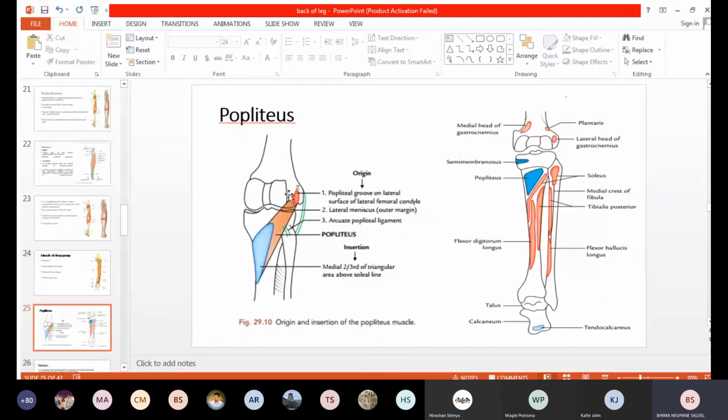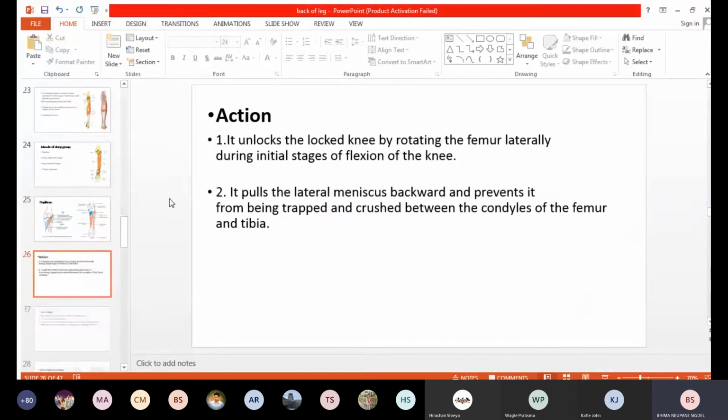Now popliteus origin, you can see arising from the popliteal groove on the lateral surface of the lateral femoral condyle. Okay, along with that, you can see the menisci that you have already studied, the fibrocartilage, that is the lateral meniscus, and the arcuate popliteal ligament. So these are the three origins of the popliteus, and you can see the insertion. This is the soleal line. So the upper triangular area just above the soleal line, you can see this one. Okay, so the medial 2/3 of the triangular area just above the soleal line is the attachment of the popliteus muscle.